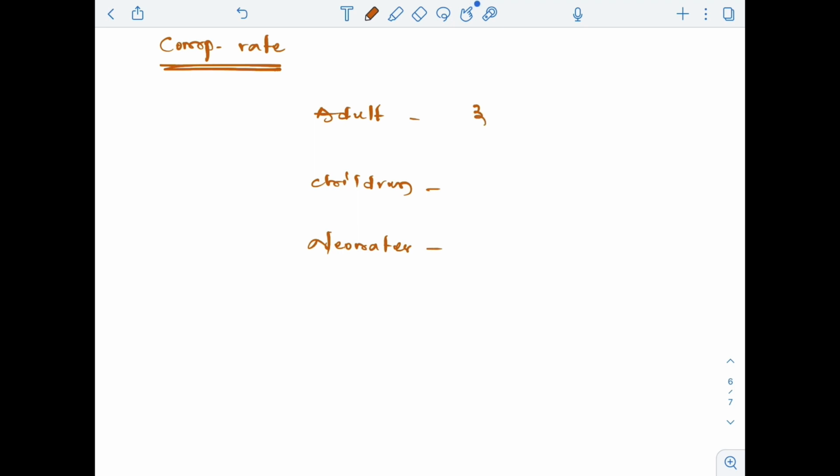Rescuers should be remembered in the form of a simple mnemonic. In adults it must be 30:2 chest compressions. In children 30:2 or 15:2 can be done, while in neonates 3:1. The rescuers can be remembered with the mnemonic 1-1-2-2.